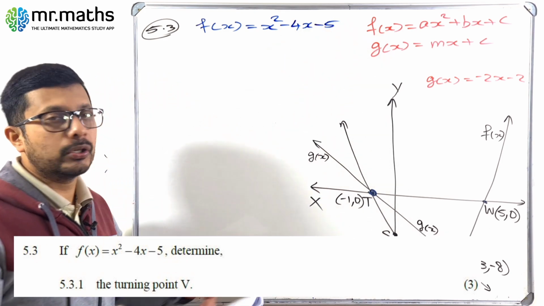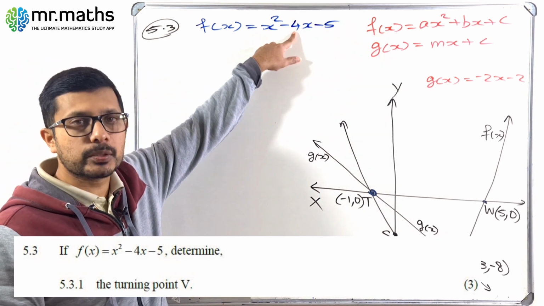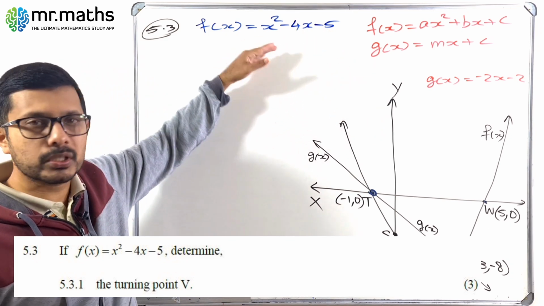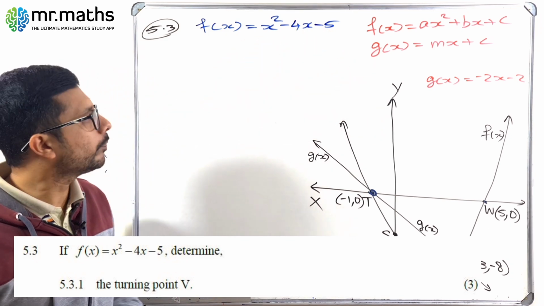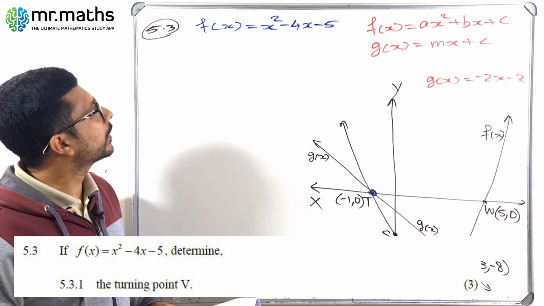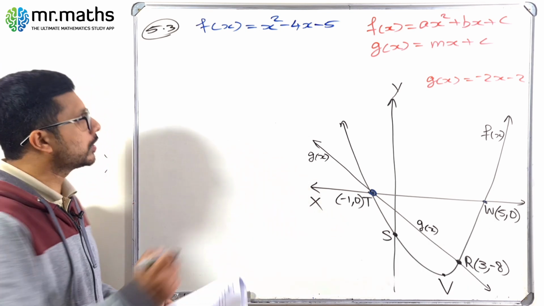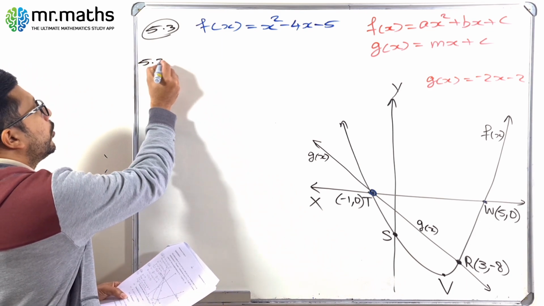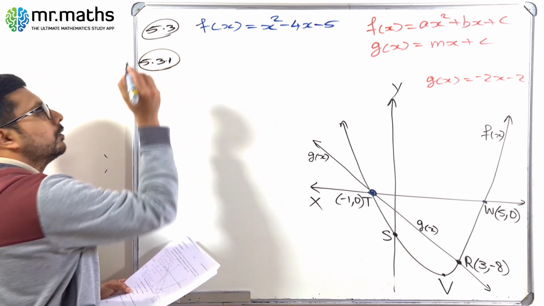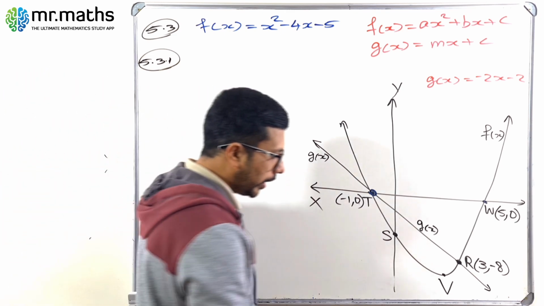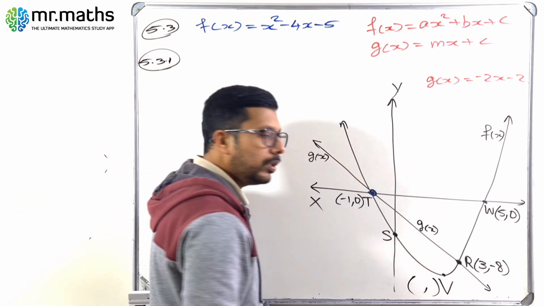Do you remember we got the value of a as 1, b as minus 4 and c as minus 5? Okay, so here in this question they directly gave that. Now, what we want to find in question 5.3.1 is the turning point V. You have to find the coordinate of the turning point.